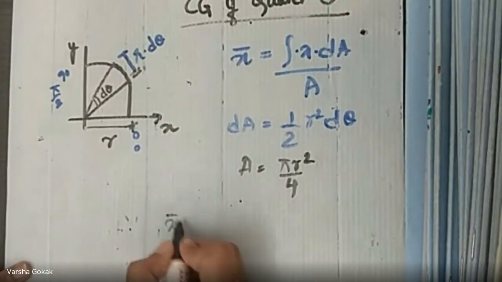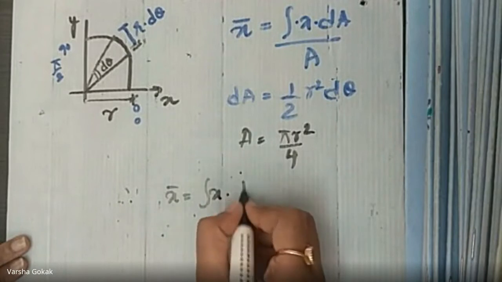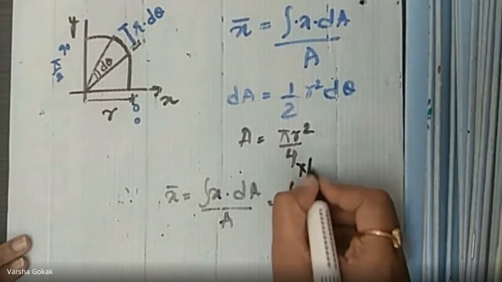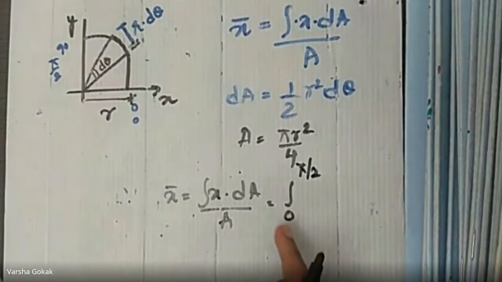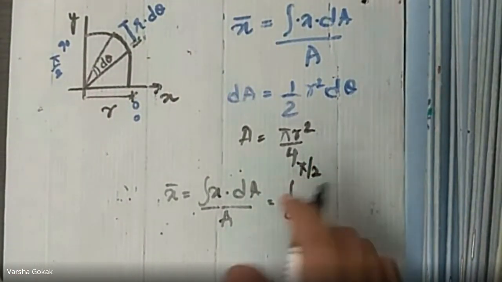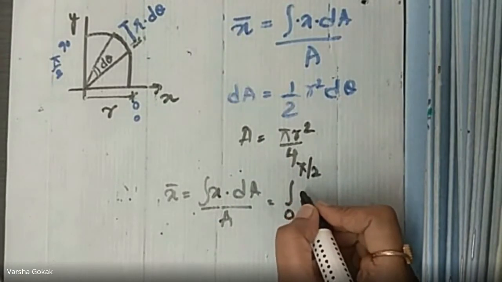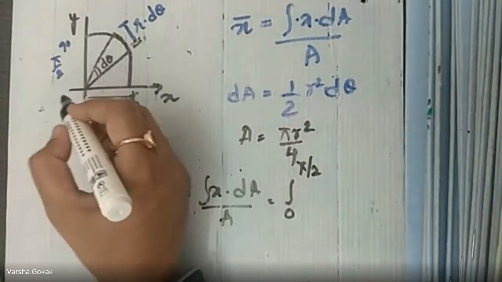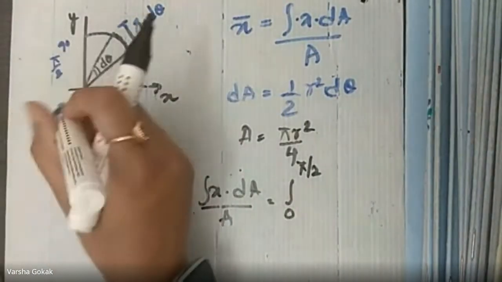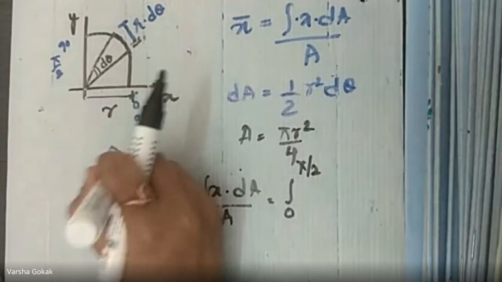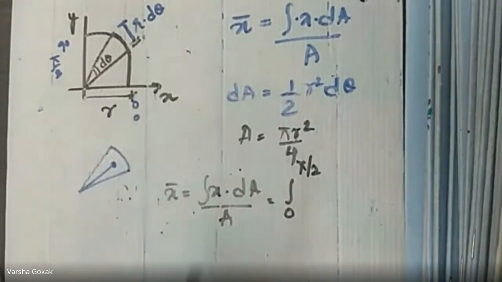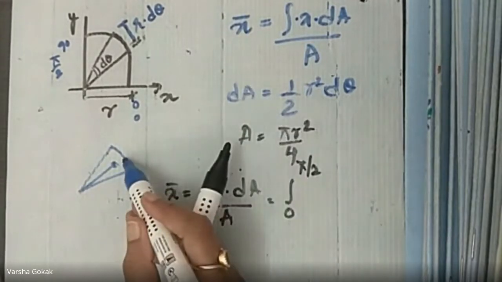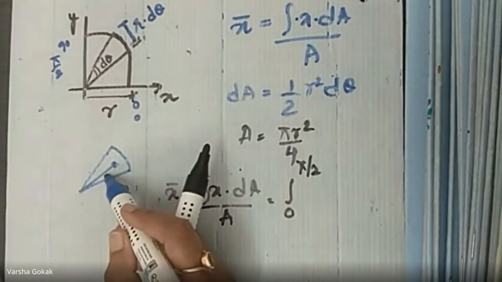Then let us substitute into x bar. X bar is integration of x into dA divided by A. So integration 0 to pi by 2, because it is a quarter circle, right? 0 to 90. 90 is written as pi by 2. Okay, what do we substitute for x? Do you remember yesterday I had told? So this is the elemental area. The CG of this elemental area is somewhere at this point, right? That is from here 1/3 and from here 2/3. It's a triangle. So we know for a triangle, from the base it is 1/3, from here it is 2/3.